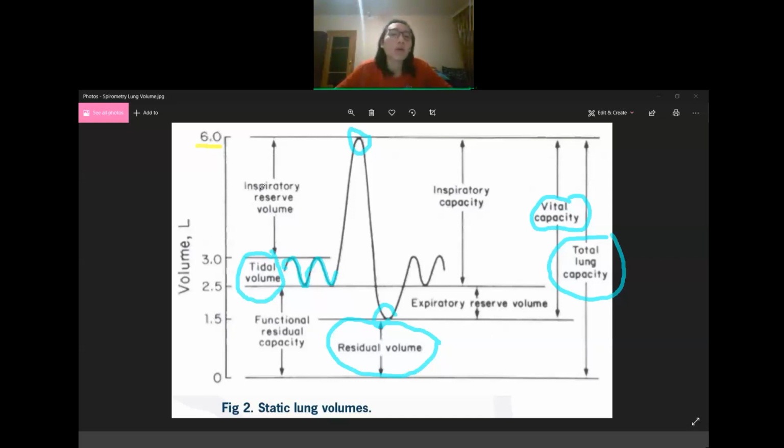Is it important to memorize the rest? Okay, if you want, if you can. But these are the four clinically significant ones. Why are they significant? I'll explain them a little bit later on. It's because they will give you a picture whether it is an obstructive lung disease or it is a restrictive lung disease.